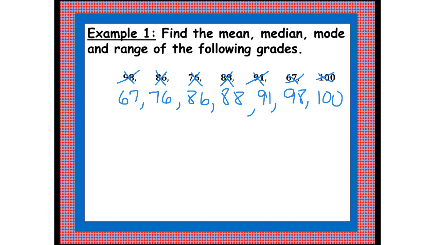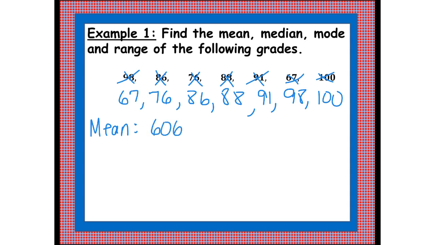Okay, so the first one it asks for is the mean. So grab your calculator and add up the 7 numbers. All right, so on your calculator, 67 plus 76 plus 86 plus 88 plus 91 plus 98 plus 100. And when you do that, you get 606.